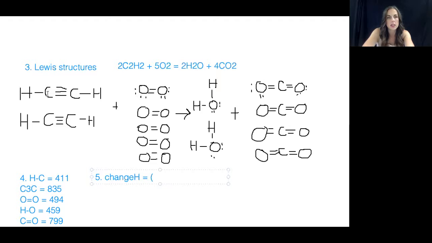So we've got carbon and hydrogen here, and we're going to count how many of those we have. So we have 1, 2, 3, 4. So 4 moles times carbon to hydrogen is 411, and that was kilojoules per mole.